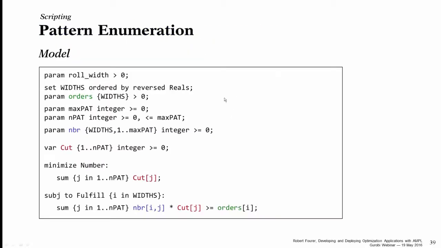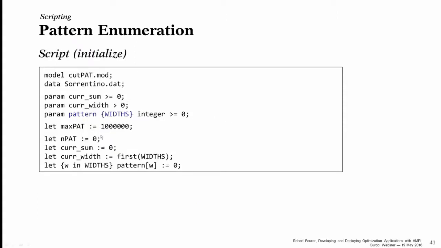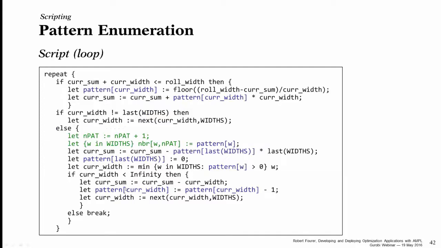Here the model looks pretty much the same. I'm just going to worry about number cut. But now the script is going to set some values up, and then it's going to do this big complicated loop. So I wrote a loop in my script to do this. I'm not going to try to describe the whole thing, but this thing called pattern here is where I'm building up the next pattern that I can use. So one by one, it builds up all the patterns I want to use.